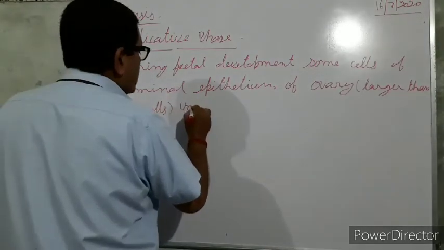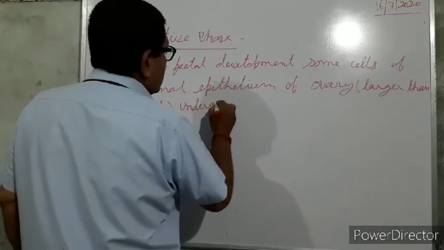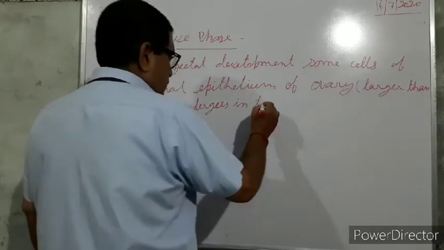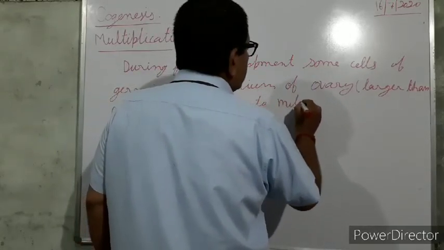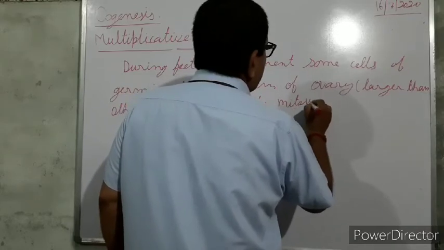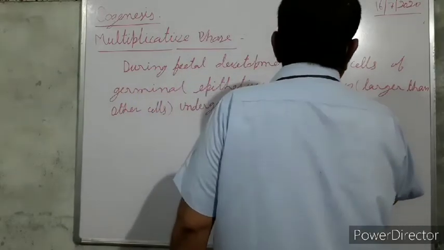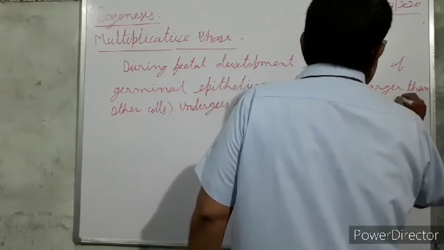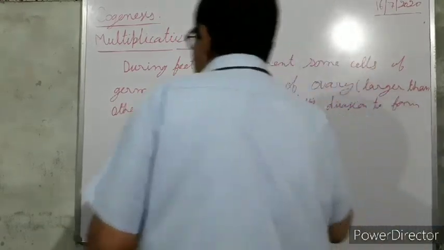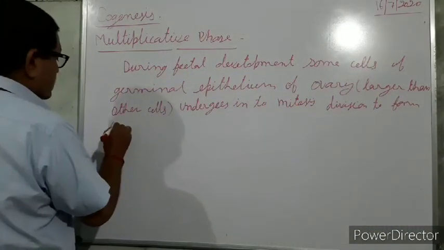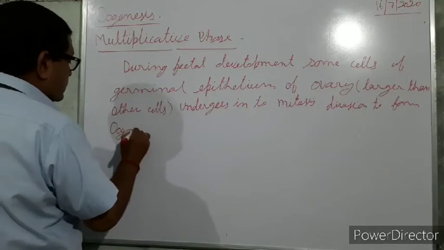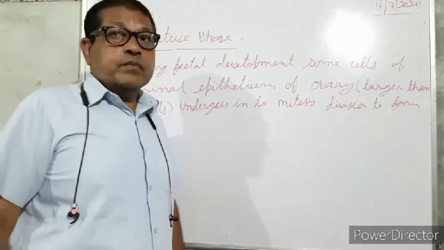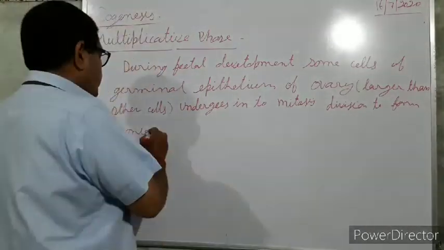They undergo mitosis division to form oogonia. Oogonia is the plural form of oogonium.